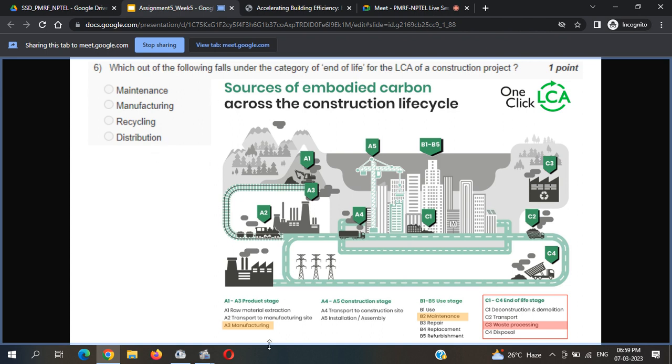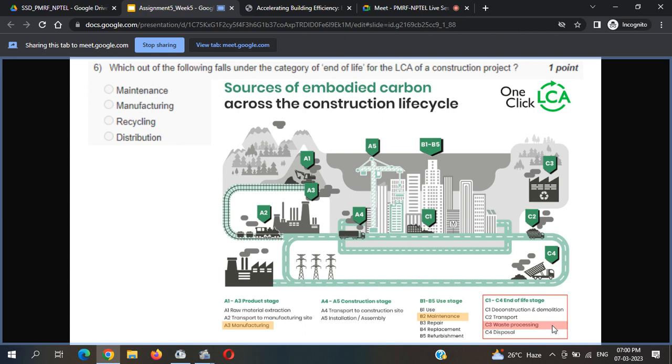And then distribution. So distribution comes under product stage again. So distribution may be related to transportation to the manufacturing site, or in the construction stage, transportation to the construction site. So that is distribution, but it does not come under end of life stage. So the only thing which comes under end of life is recycling, which is part of waste processing. So I hope this is clear to you, which is the correct answer.